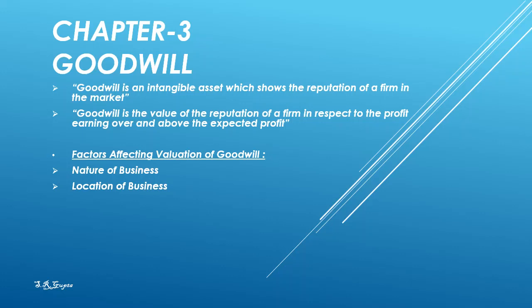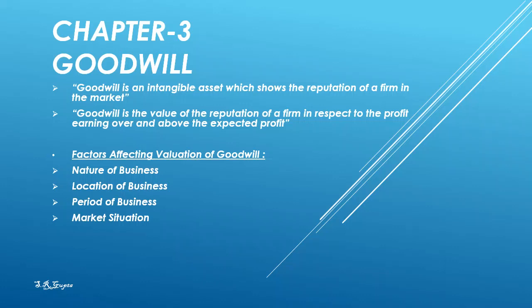The next one is location of business. Location of business you can simply understand: a business or firm which is in the center of the market will have a large goodwill, and a business which is far from the market will have less goodwill. In the same way, the next factor is period of business. Period of business means a firm which has been running for 10 or 15 years will have more goodwill than a firm started 1 or 2 years ago.